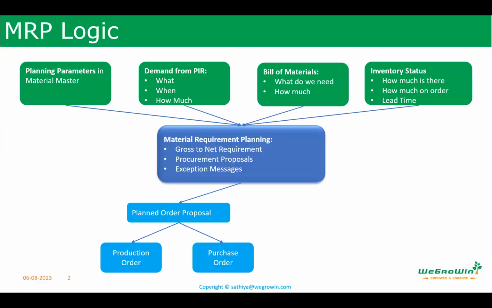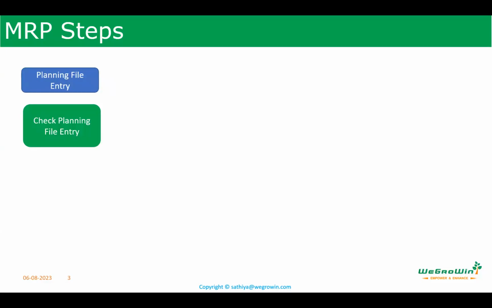I was telling this MRP logic yesterday, right? This is what I was briefing again. Planning parameters, then demand from PIR, bill of materials, status, MRP, planned order, production order, purchase order. And then we discussed these steps, the planning file entry. Planning file entry will be triggered if there is a change from either the supply side or the demand side.